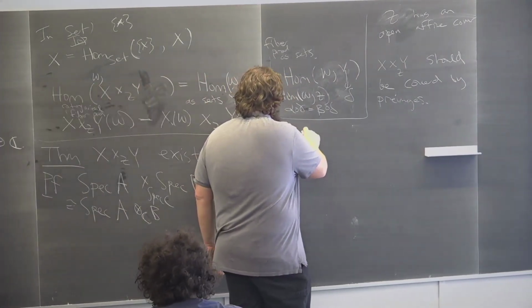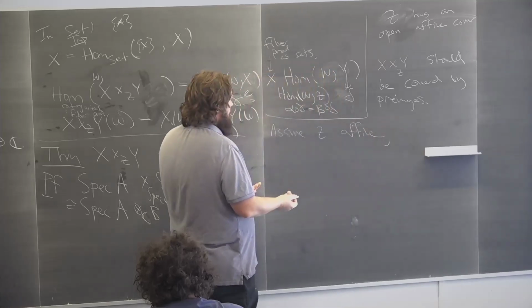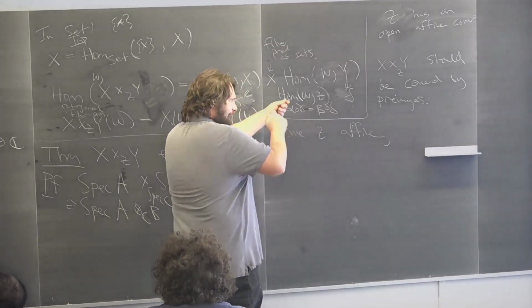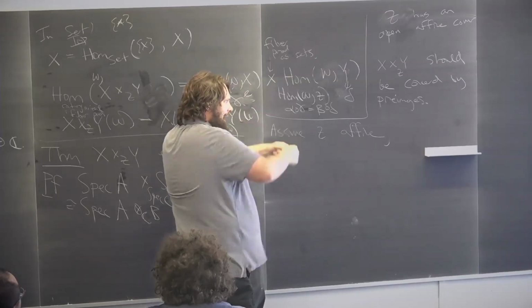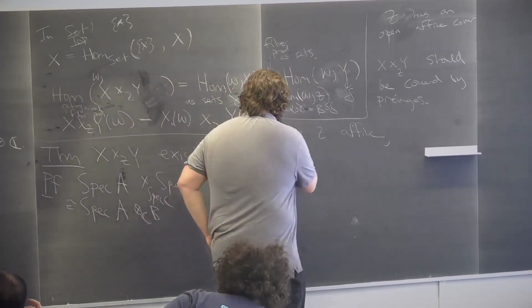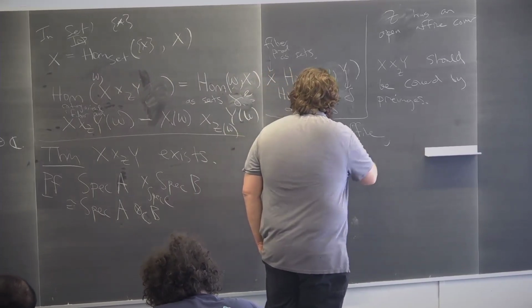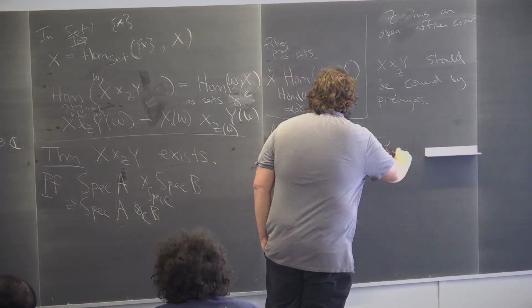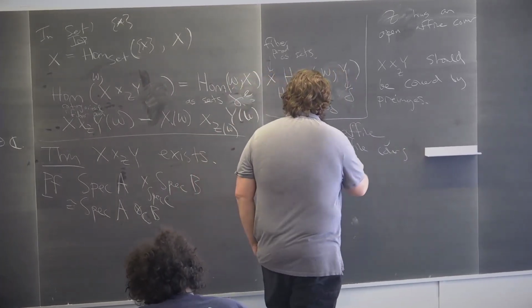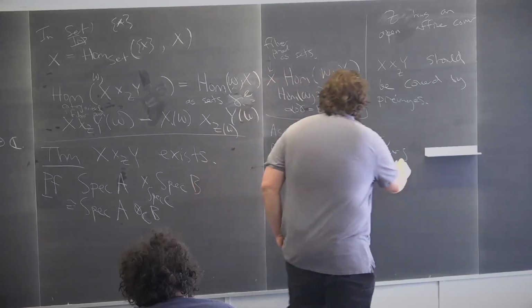So assume Z is affine. And then I can take X and Y as covered by affines. And if I take all the pairs of those, I'll now have 2 affines mapping to an affine, and I know what to do. I take affine covers of X and Y, and then I take tensor products pairwise.